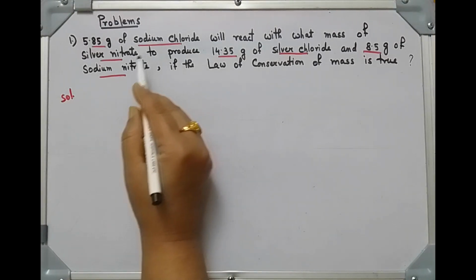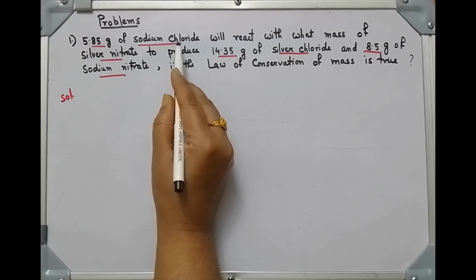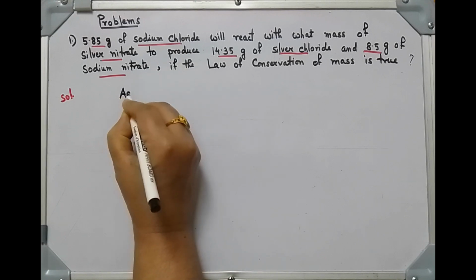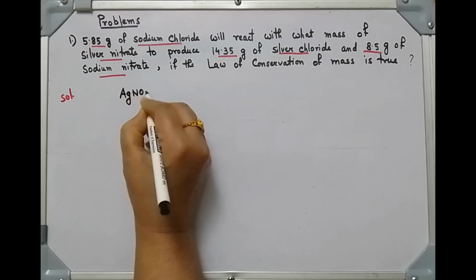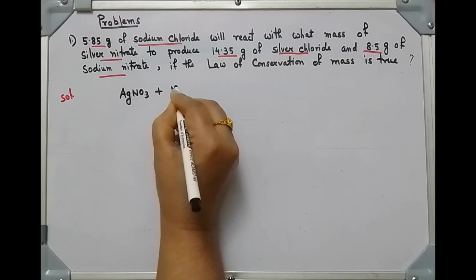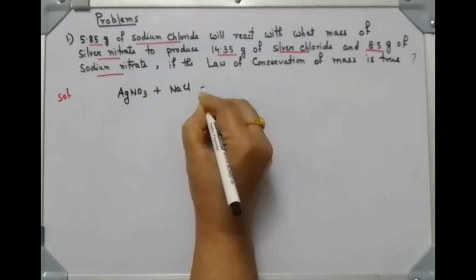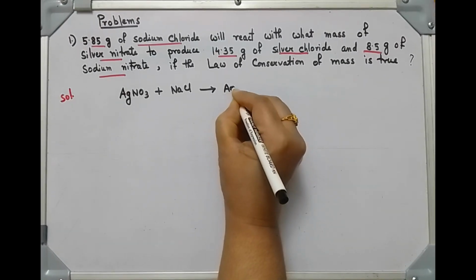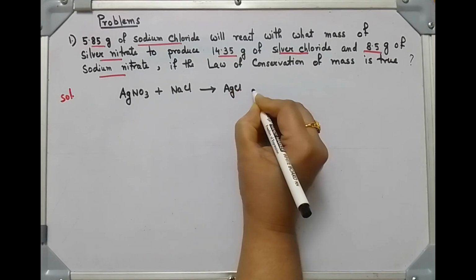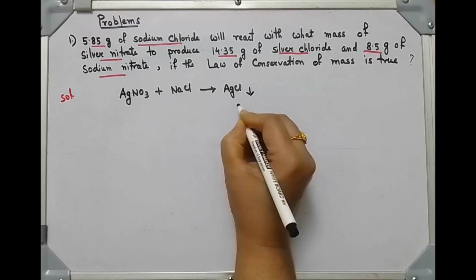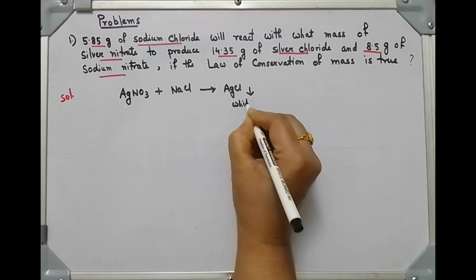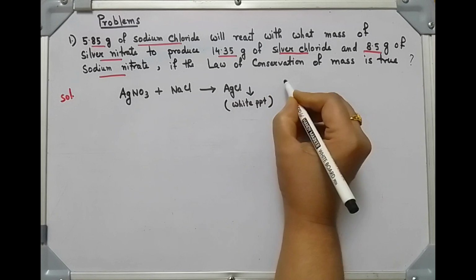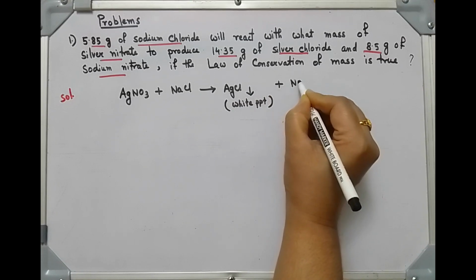So it is given silver nitrate is reacting with sodium chloride. This is silver nitrate, AgNO3. It is reacting with sodium chloride, NaCl, to form silver chloride, AgCl, a white precipitate, plus sodium nitrate. Sodium nitrate means NaNO3.